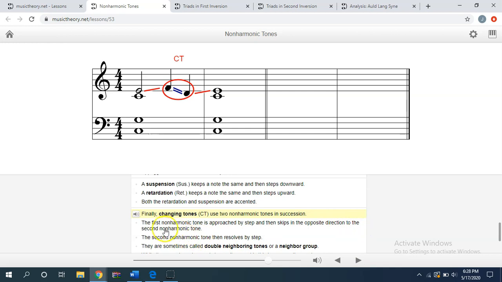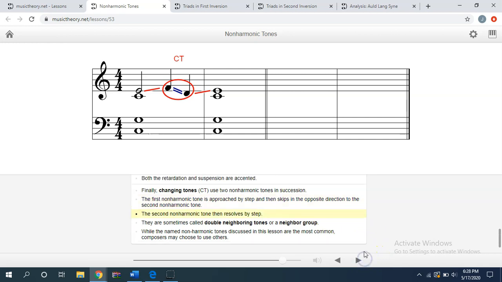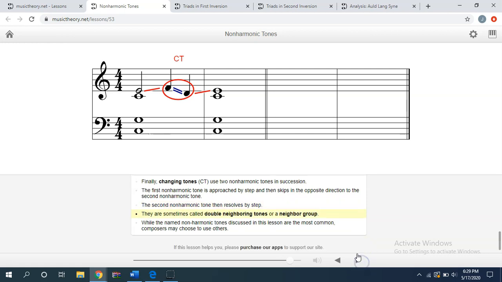Finally, changing tones use two non-harmonic tones in succession. Here's what that sounds like. Probably something you've heard a few times when listening to music. The first non-harmonic tone is approached by step, then skips in the opposite direction to the second tone. The second tone then resolves by step to the new chord. They are sometimes called double neighboring tones or a neighbor group.